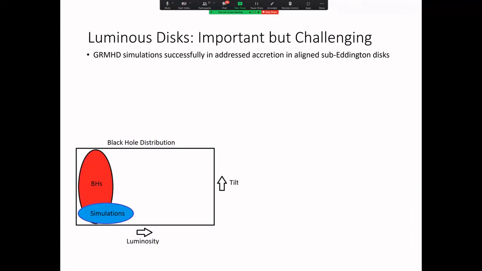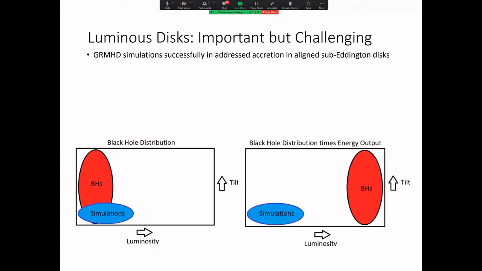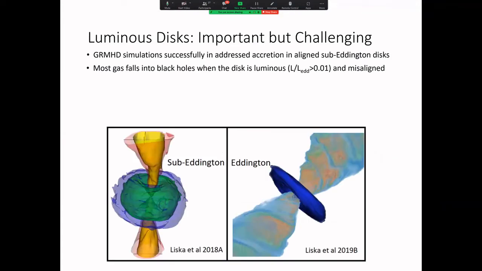However, if we redistribute the data and look at accretion in a different way, then we find that the few black holes that accrete close to the Eddington limit might actually be responsible for most of the black hole feedback and growth. So very few black holes are responsible for most of the interesting action. And this was not really addressed in the community, and that's where my work comes in.